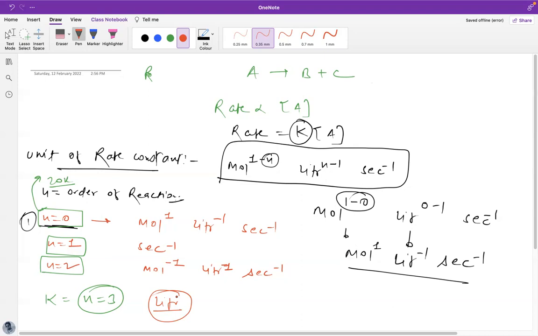Do you include mole in it then? No, no, no. There is no need for mole. n means order of reaction, and I will tell you how to find the order of reaction. So this type of table is very important.